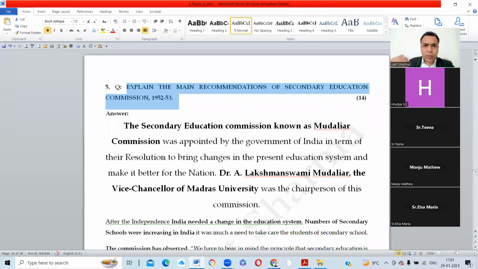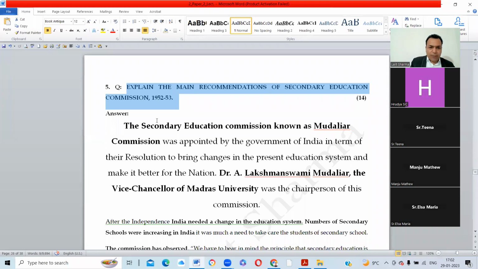From 1st to 8th, we call it primary or elementary education. Secondary education starts from 8th, 9th, 10th, 11th, 12th. University education is after +2, right? So it is talking about secondary education. So we have already come to know that whatever we have to write in the 7 pages, we have to talk about secondary education. Emphasis on secondary education, teachers in secondary education, problems of secondary education. Okay, we have to talk.